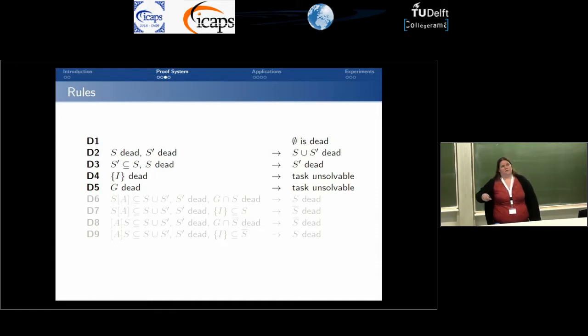state is dead, or if all goal states are dead, then the task must be unsolvable, because every plan needs to go through the initial state, and every plan needs to go through some goal state. So these are sufficient criteria to show that the task is unsolvable.